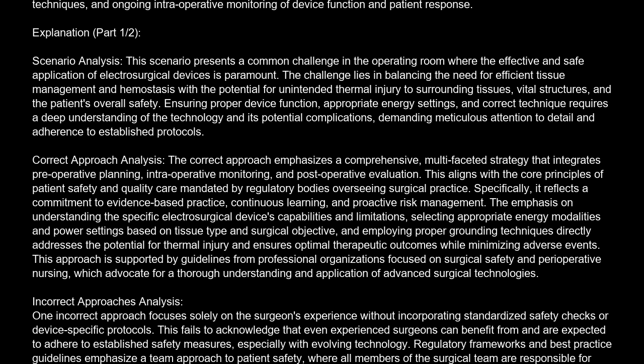This aligns with the core principles of patient safety and quality care mandated by regulatory bodies overseeing surgical practice. Specifically, it reflects a commitment to evidence-based practice, continuous learning, and proactive risk management. The emphasis on understanding the specific electrosurgical device's capabilities and limitations, selecting appropriate energy modalities and power settings based on tissue type and surgical objective, and employing proper grounding techniques directly addresses the potential for thermal injury and ensures optimal therapeutic outcomes while minimizing adverse events.